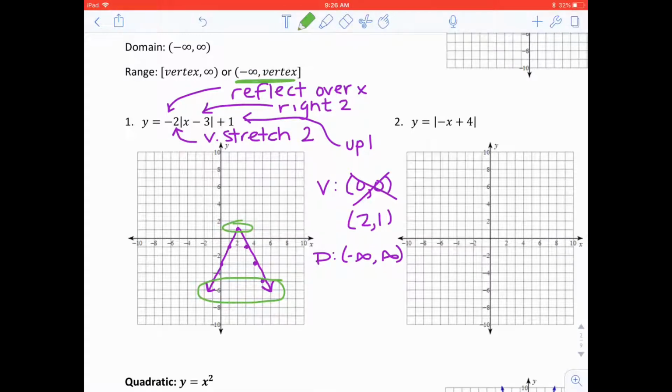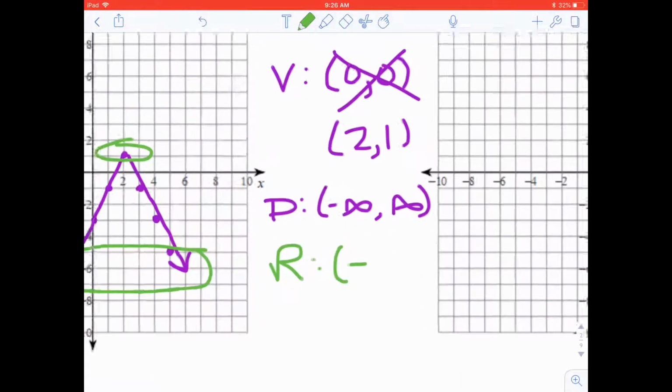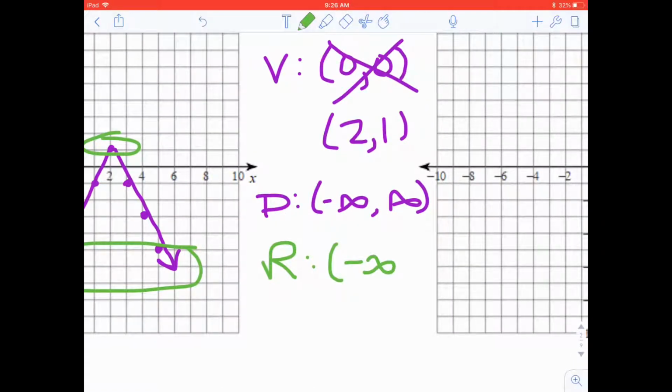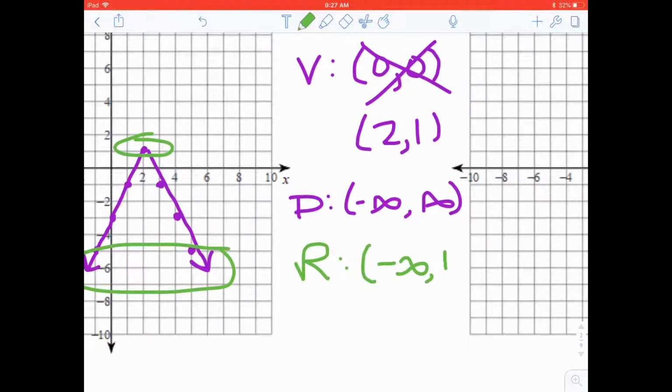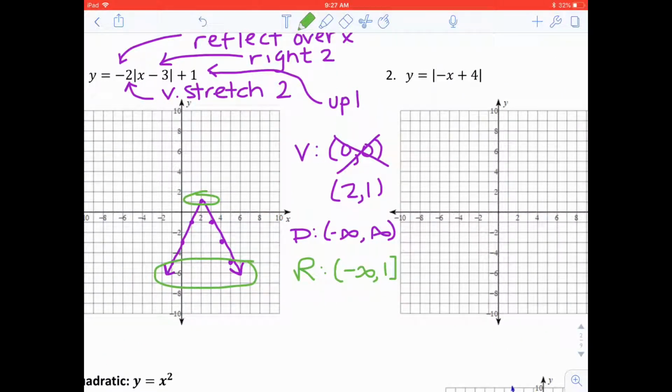So it's from -infinity up to the vertex, and when I write it, I want to make sure that I'm writing it using the y coordinate because this is the range. So it'd be -infinity. Oh my gosh, that's so hard to write. I'm going to zoom in. -infinity to, and then the y coordinate of the vertex is 1. So -infinity to 1, and I put a bracket around the 1 because that's the number that actually shows up on the graph.